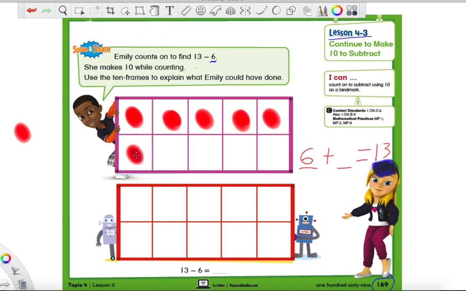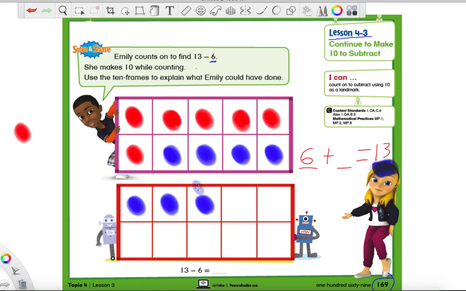Okay, so we stopped at 6. What number's after 6? Our next number is 7. After 7, we have 8. Then we have 9. Then 10. Then 11. 12. And then finally 13. So I have a total of 13 circles now altogether.